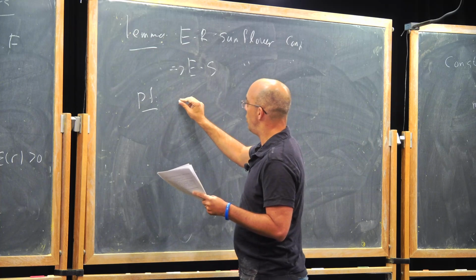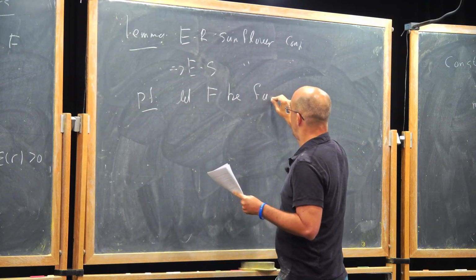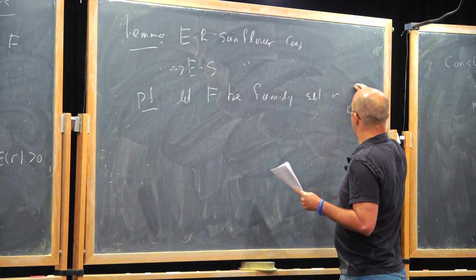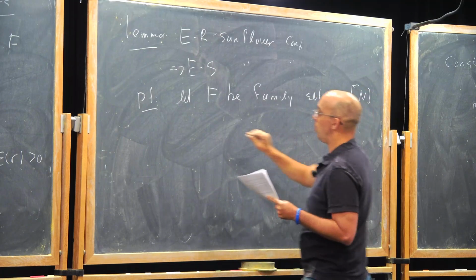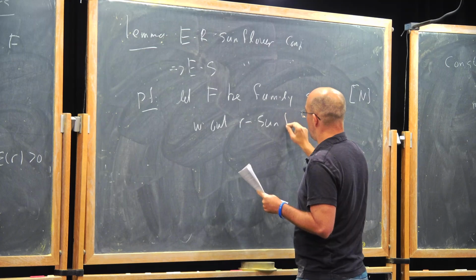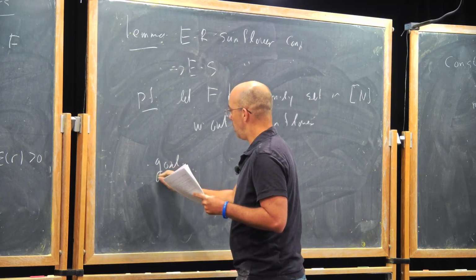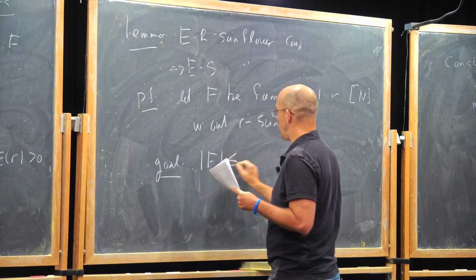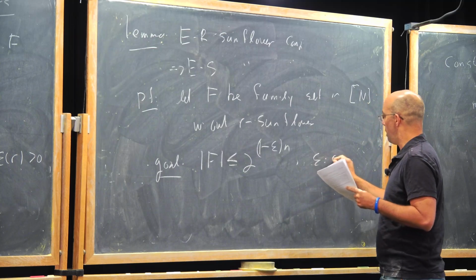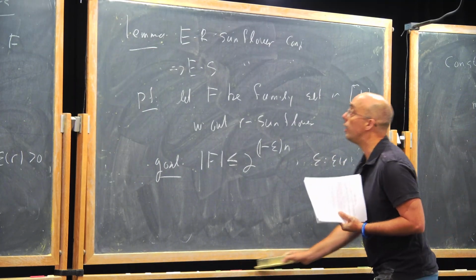So again, let F be a family of sets in [n] without an R sunflower. And our goal is to prove that it is exponentially far from maximal, 2 to the (1 minus epsilon) n, for some epsilon that depends on R. That's our goal, again assuming the sunflower conjecture for the Erdos-Rado sunflower conjecture.